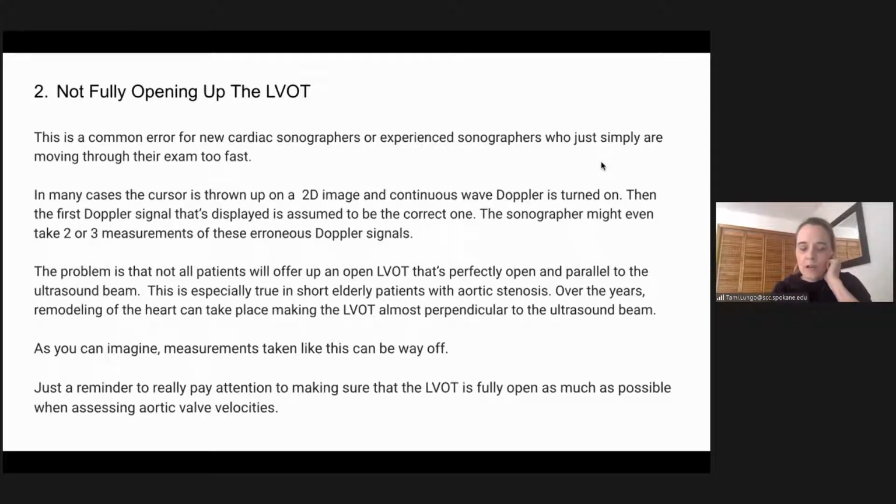Again, if you don't get that LV outflow tract completely open, your measurements are going to be way off. So that's one of the biggest problems with being a sonographer: don't always just take your first picture when you throw color across and you see it. Just make sure that you're as parallel as you possibly can be.